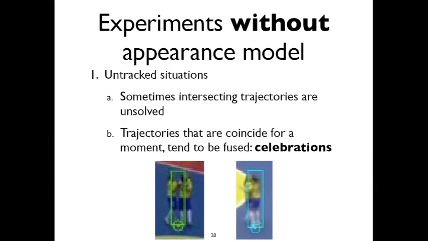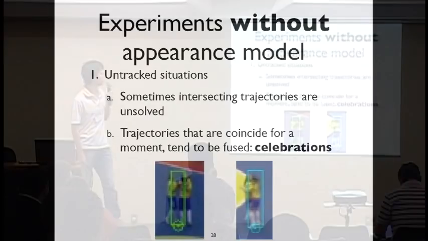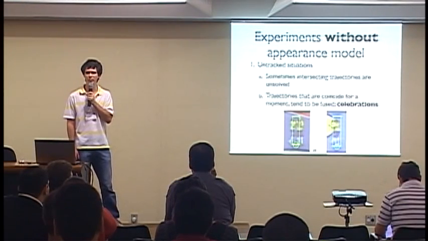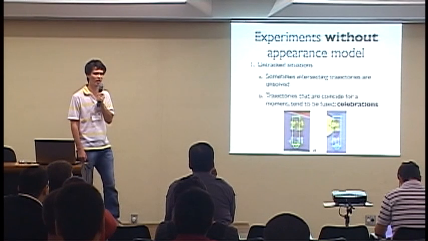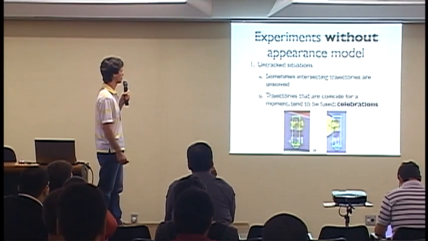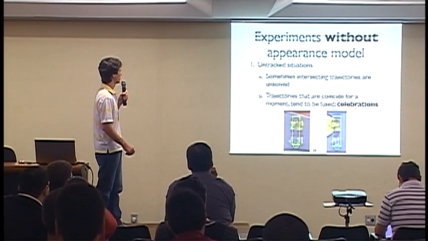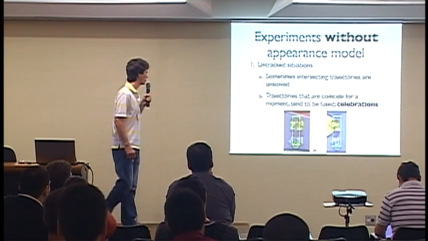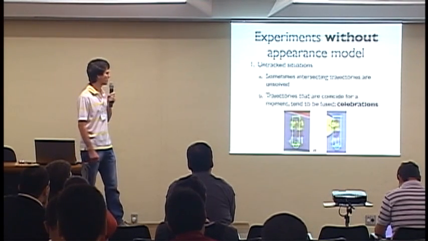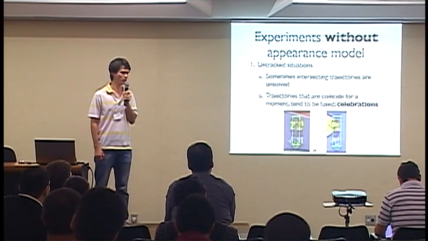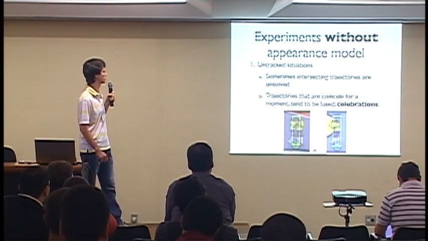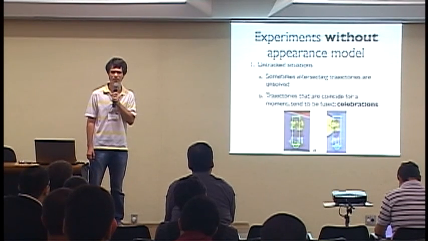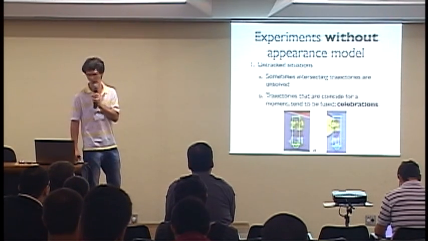Without the appearance model, there are untracked situations, and sometimes intersecting trajectories are unsolved, because without the appearance model all the Gaussians in the mixture have the same width, and the observation function for the particle filter is not so good in these situations. Trajectories that coincide for a moment tend to be fused because it is very difficult to separate them, like in celebration moments. It is very difficult for us, and it is very common in this problem.